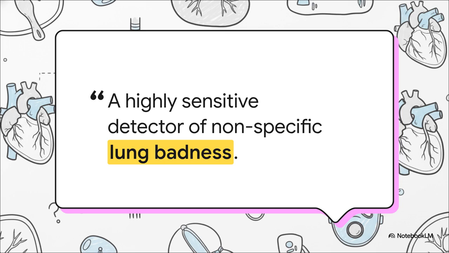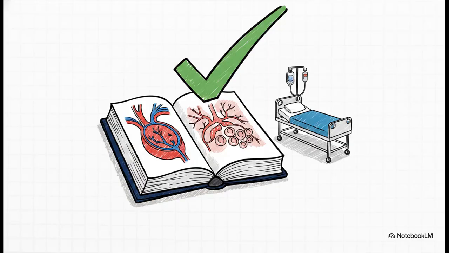But I literally love this quirky phrase from the source material. It acts as a highly sensitive detector of non-specific lung badness. ICU doctors rely on this heavily, because even if it doesn't tell you exactly what anatomical structure is failing, it acts as a giant flashing warning light that something is severely compromising the efficiency of the patient's lungs. As the text playfully puts it, it's good enough for government work.